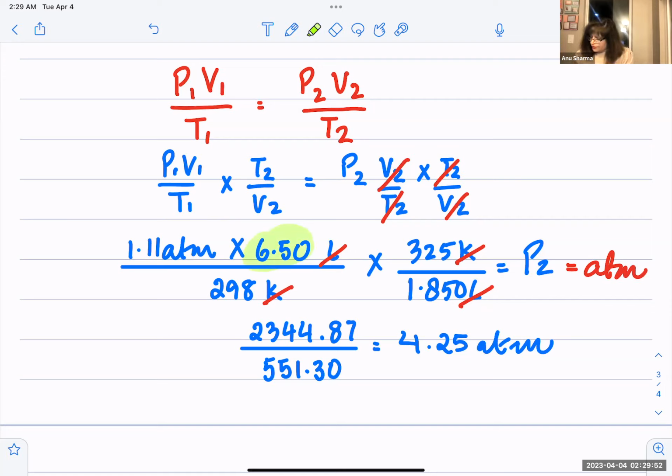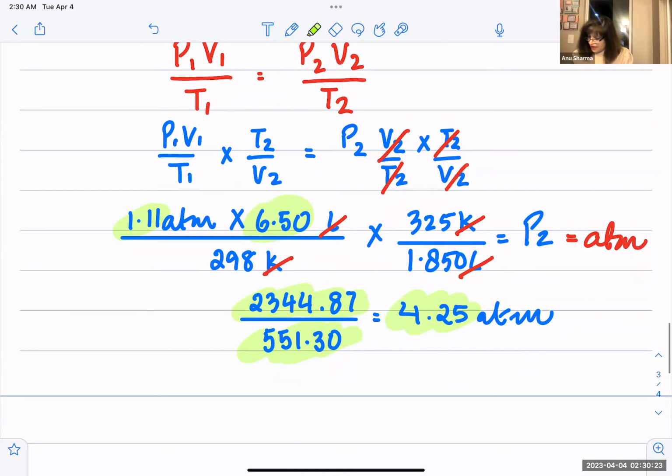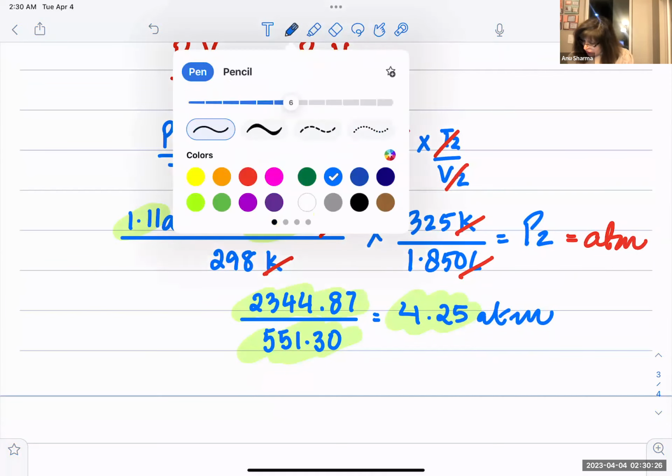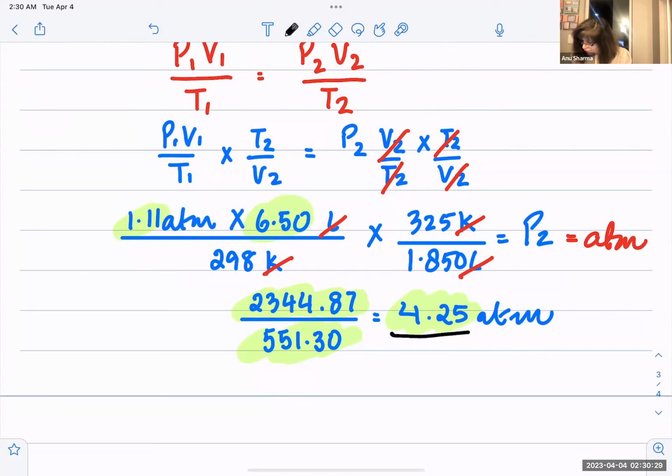But anyways, when you do the multiplication, 1.11, 3 significant figures, times 6.50, 3 significant figures, times 325, you get 2344.87. Next, 298 times 1.850 is going to give you 551.34. Remember that your answer should have 3 significant figures, because 1.11 and 6.50 have 3 significant figures. We look at the lowest significant figures in the answer when multiplying or dividing. So you get the answer 425 ATM, and that's the right answer.